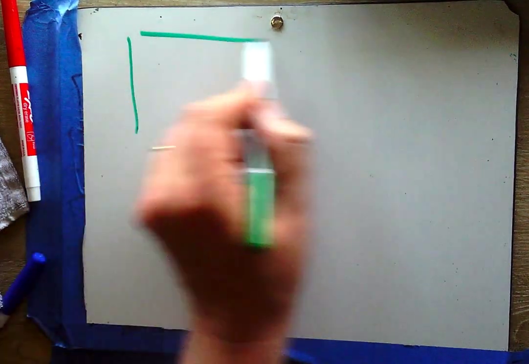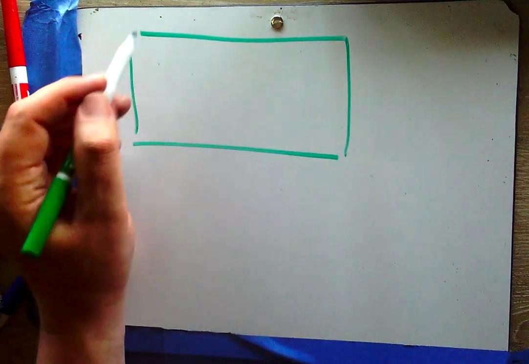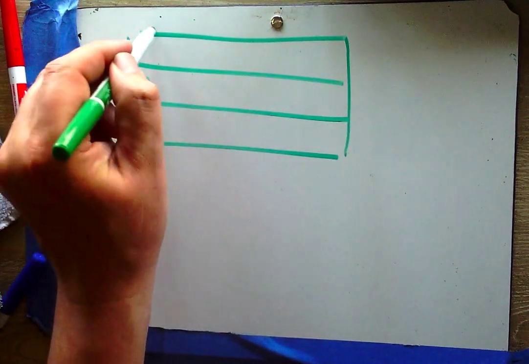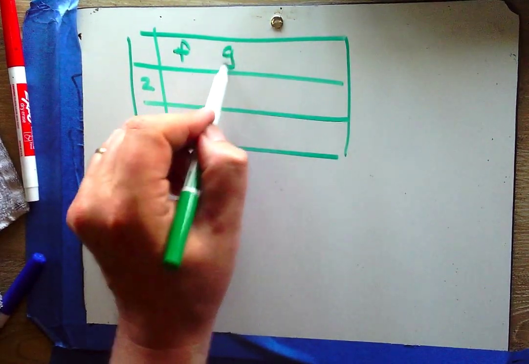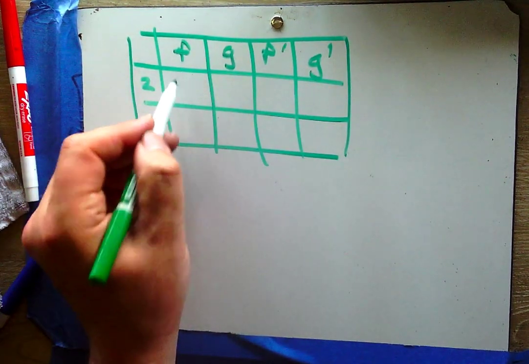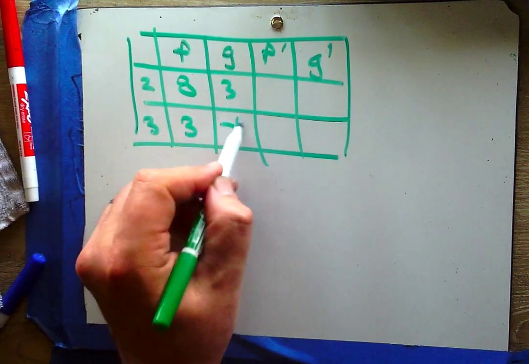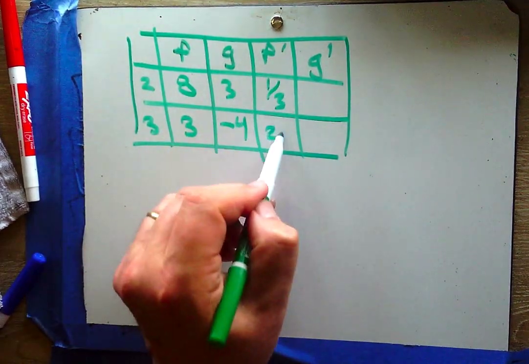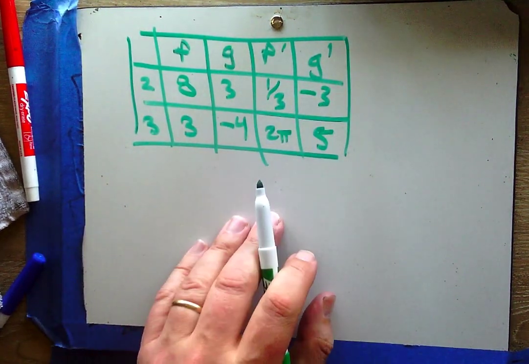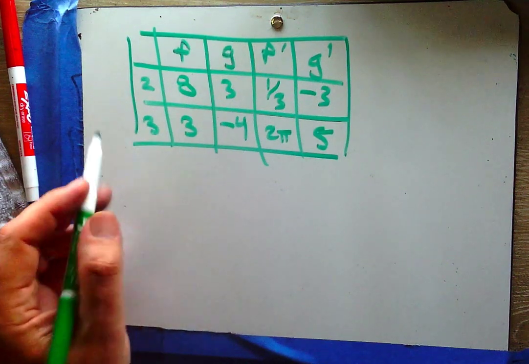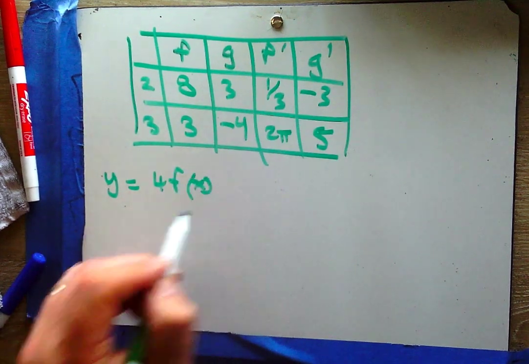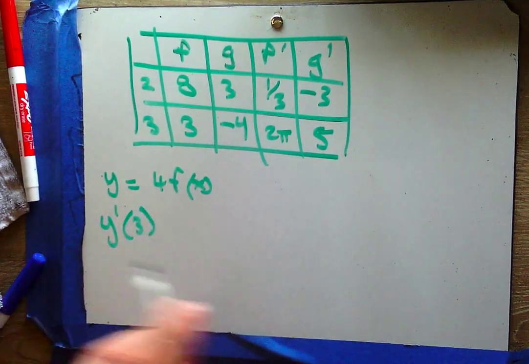I want to do another table problem. I've got 2 and 3, and f, g, f prime, and g prime. And I've got 8, 3, 3, -4, 1/3, pi, -3 pi. So, if y equals 4 f of x, please find y prime of 3.